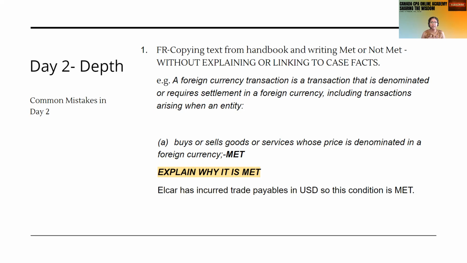What is expected? Explain why it is met. We know that you have copied the correct criteria, but what is the thinking line? CPA wants to know why you have copied it and how it applies to the case. So always remember to write, like say, Elcar has incurred trade payables in USD, so this condition is met. So first, there is a transaction, and then how you are linking that to your case. That is a very important element: don't just copy from the handbook, write why and how it matters.